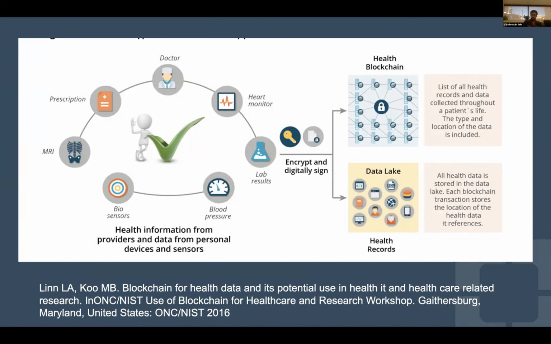Like all the blockchains will be in Ohio's data lake, and I think it'll make data sharing so much easier. And algorithms can easily extract de-identified data from there to answer meaningful questions. And I think that's the way forward.